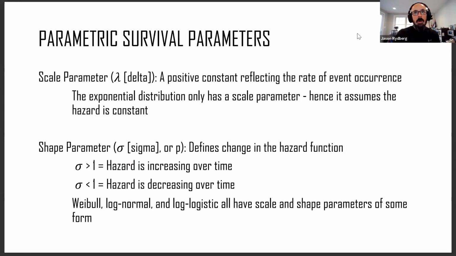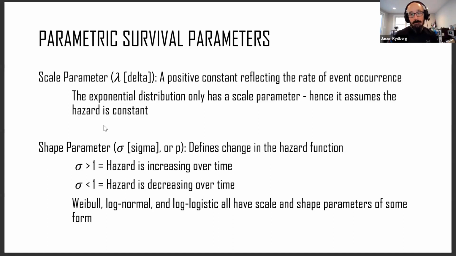So most of these distributions, like the exponential, only have one parameter. It has a rate or a scale parameter. What these typically do is describe the rate of event occurrence, so how often do units experience the event of interest? This can be higher or lower depending on how rare or how frequent the event is.